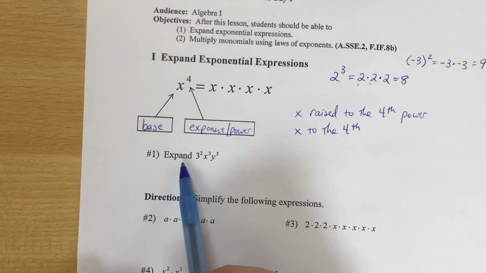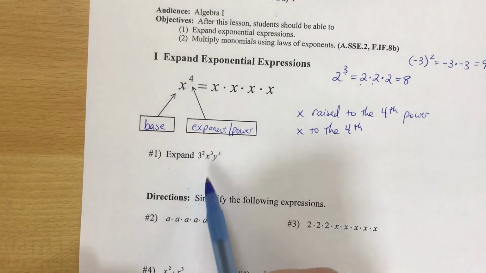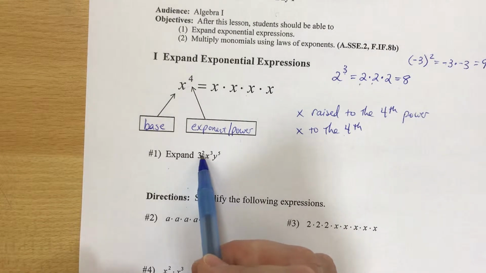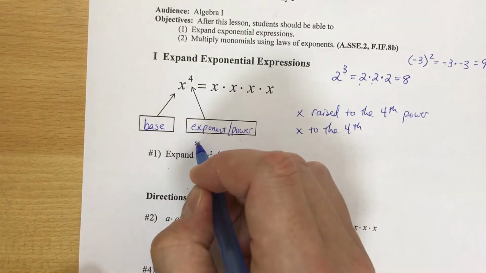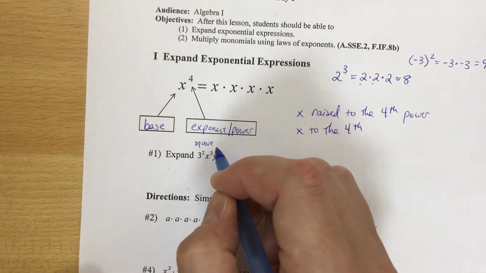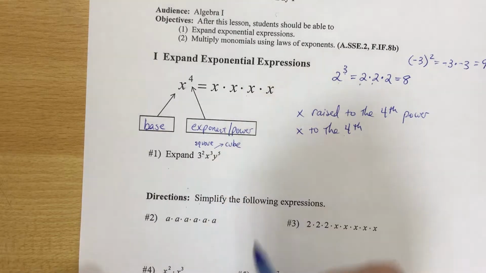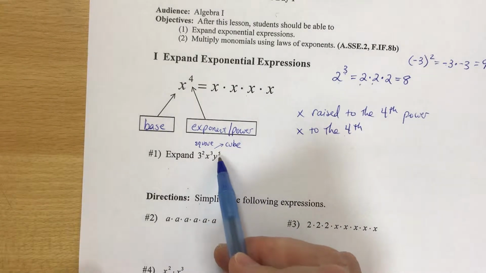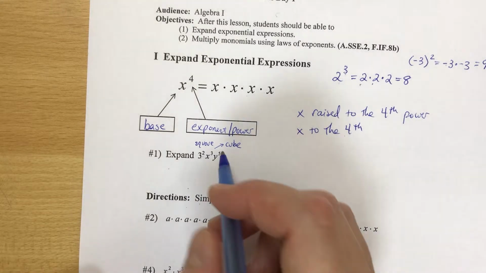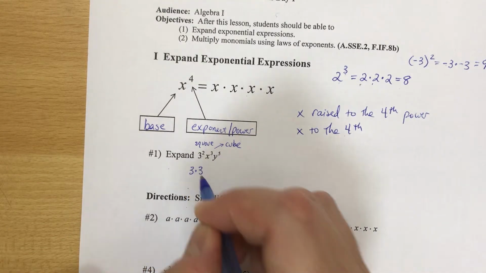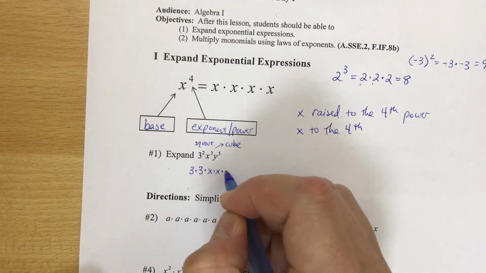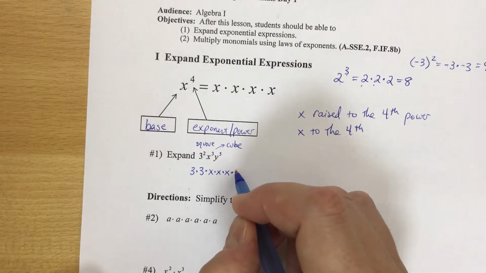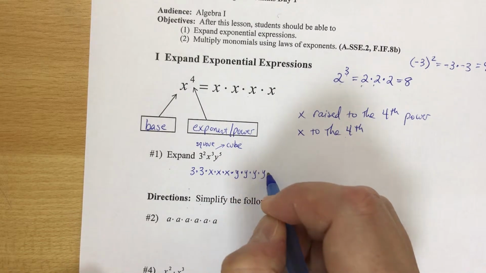Okay, so example number 1, expand 3 squared, x to the third, and y to the fifth. When we raise a base to the second power, we use the term square. When we raise a base to the third power, we use cube. So we're just going to write it out. 3 squared is 3 times 3. x to the third is x times x times x. y to the fifth is y times y times y times y times y.